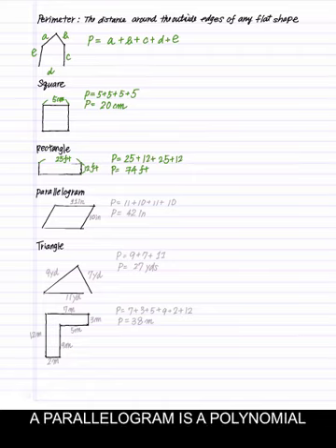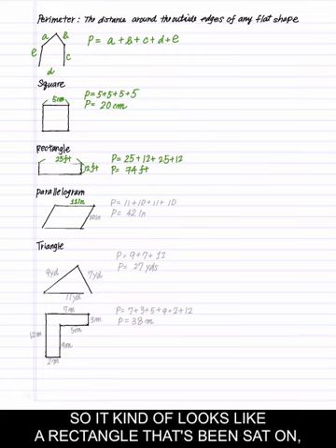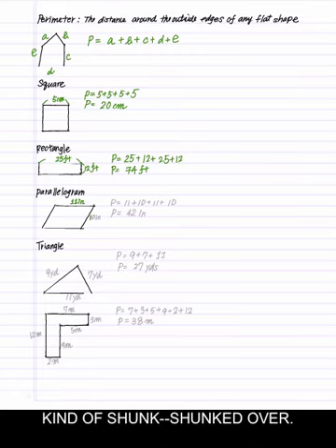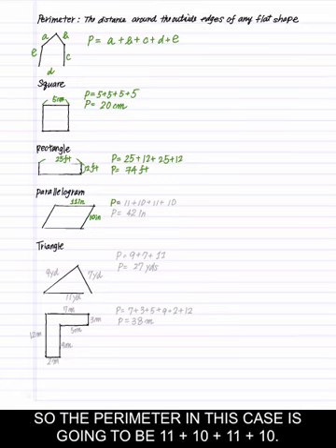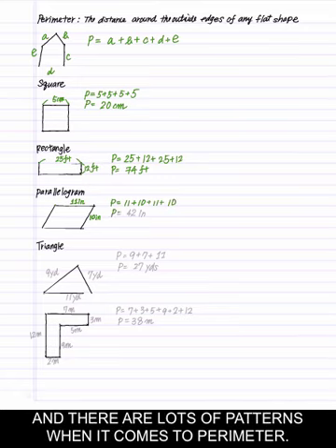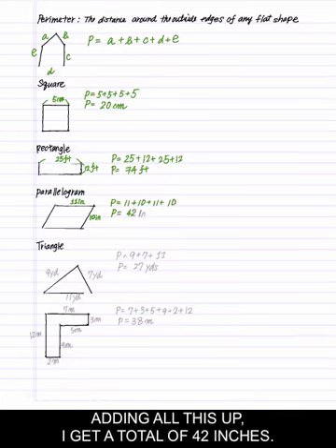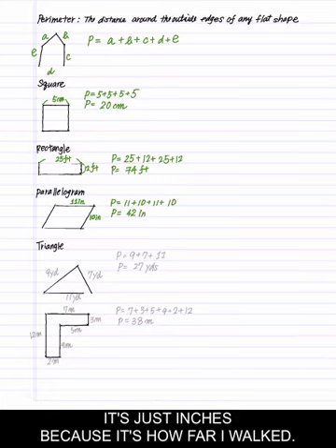A parallelogram is a polygon that has two sets of parallel lines. So it kind of looks like a rectangle that's been sat on, kind of shrunk over. And we'll say we have an 11-inch and 10-inch sides here. So the perimeter in this case is going to be 11 plus 10 plus 11 plus 10. I'm sure you're starting to see a pattern here, and there are lots of patterns when it comes to perimeter. Adding all this up, I get a total of 42 inches. Notice it's inches, not inches squared or anything like that. It's just inches because it's how far I walked.